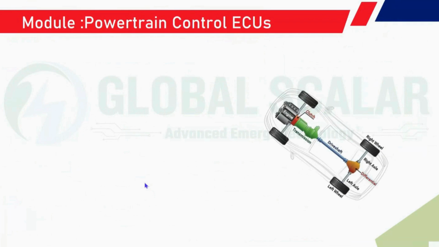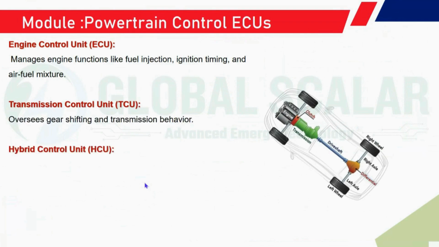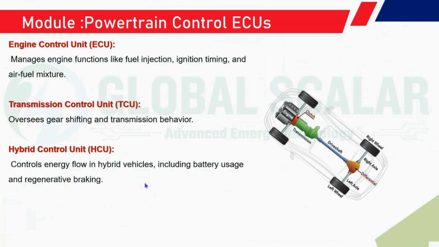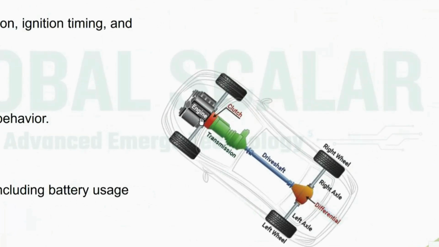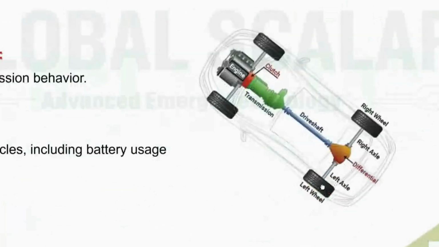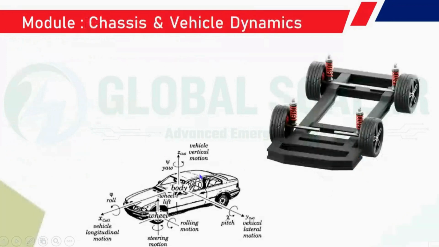So they have different configurations with respect to the different ECUs where the protocols will be operated. Examples of the powertrain control ECUs are the engine control unit, transmission control unit, and hybrid control unit, where the ECUs play a major role in transmitting the power to the wheels. So from the engine to the transmission, drive shaft, differential, and rear axles, like here we have the right and left axles, to ensure that the transmission is happening efficiently.